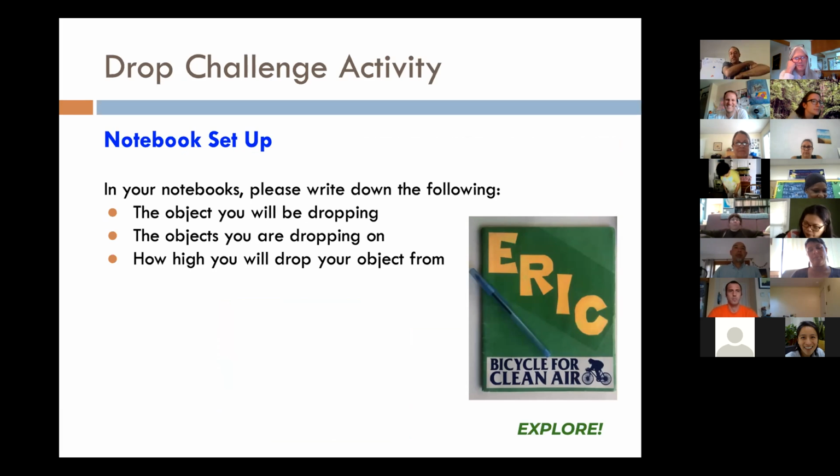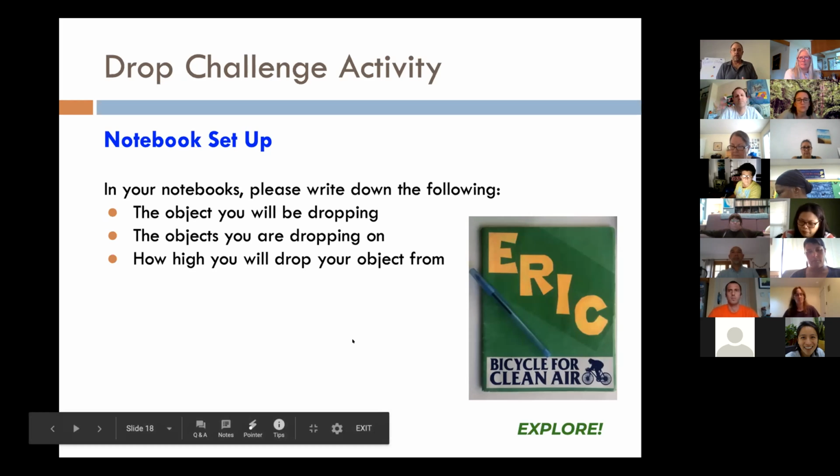And then for your notebook setup, just jot down the object that you're going to be dropping, the objects that you'll be dropping upon, and then how high you intend to drop it. And here I'd like you to use descriptive words. We're not even going to worry about rulers or string, which are certainly scientific tools you could bring in, but just: I'm going to drop it from knee high. I'm going to drop it from my waist. I'm going to drop it from my head. Just those descriptive words about where you're going to be dropping from, to add that into our equation. So that's our setup for our notebook.